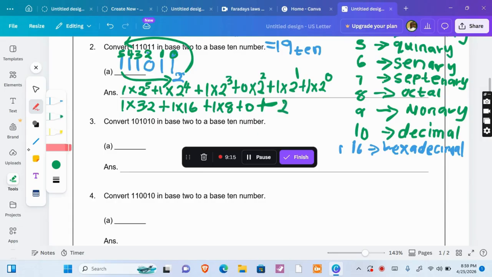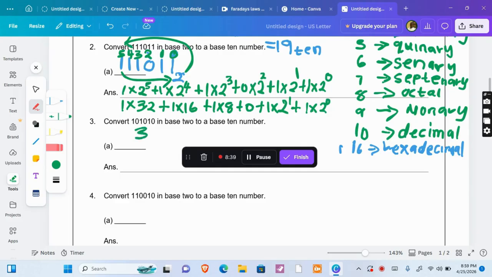I'm not clean this plus. I have to clean it so that it looks more clear. So plus 1 times 2 raised to the power of 1, plus 1. Okay, ink is not coming out very well. Plus 1 times 2 raised to the power 0. So that's the next step now.